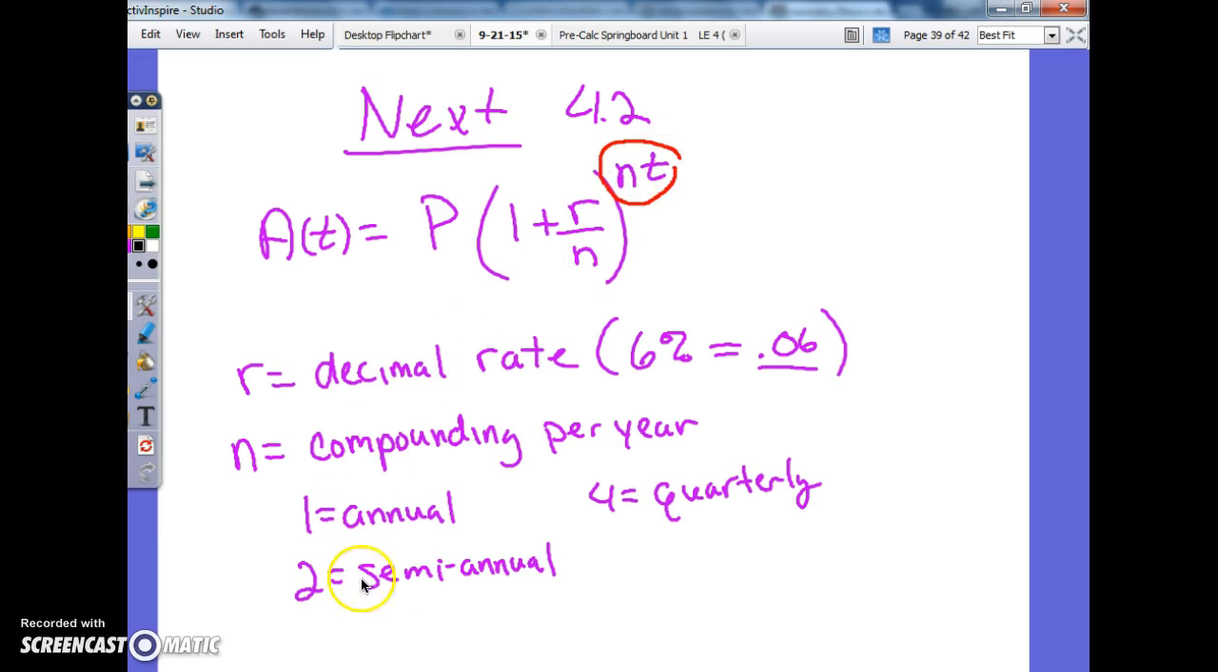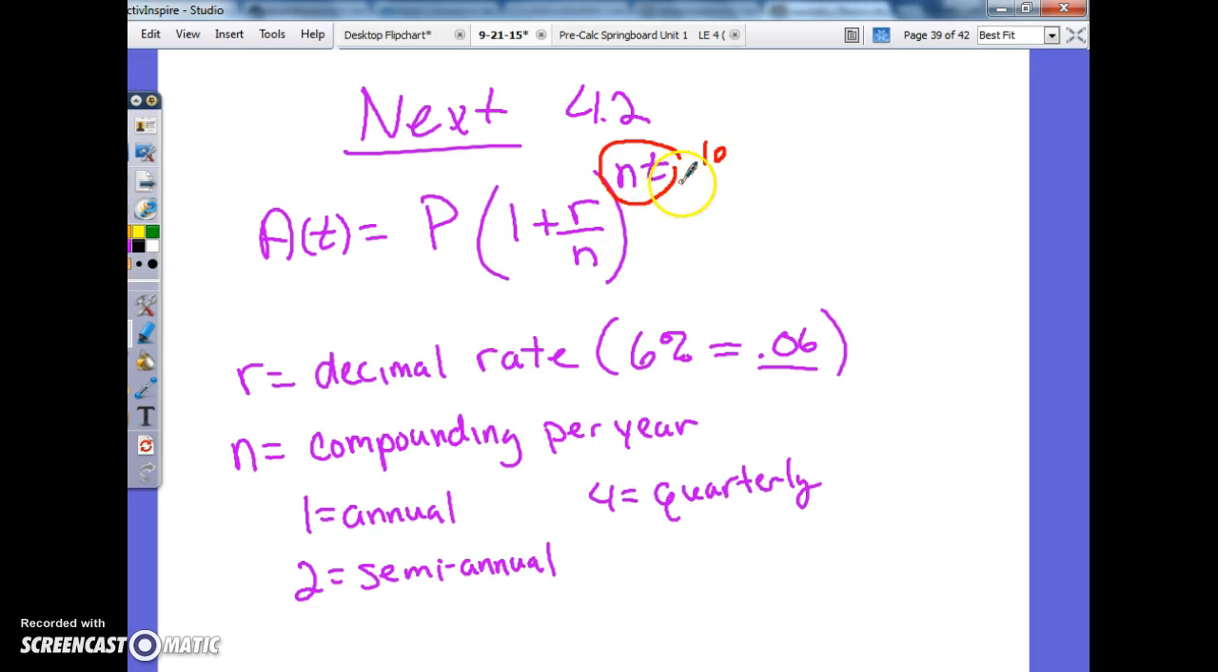Okay, if it's semi-annually, that's every 6 months. So 1 plus 0.06 over 2. And if we did it for 5 years, that would be 2 times 5, compounded 10 times. Now it's very close to just an annual rate.